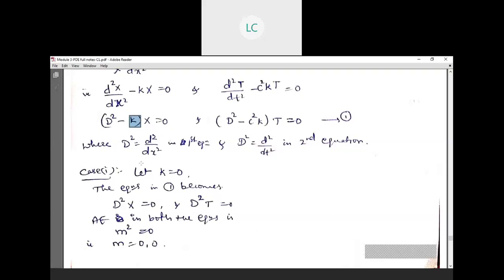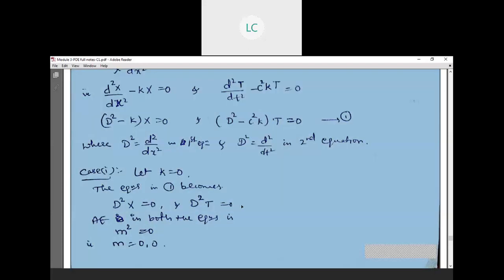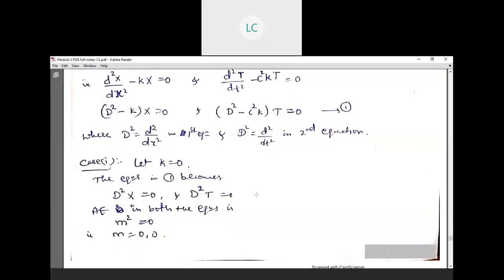So first, case 1. If k is equal to 0, then the equations become d square x equal to 0. Here d square t equal to 0. Then what is the auxiliary equation? m square equal to 0. Here also m square equal to 0. For both, m square equal to 0.